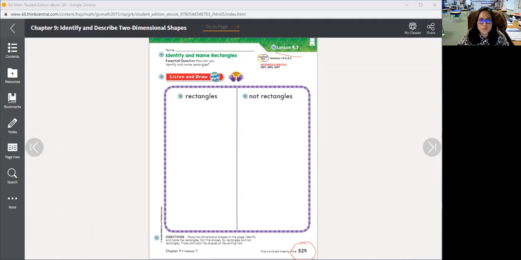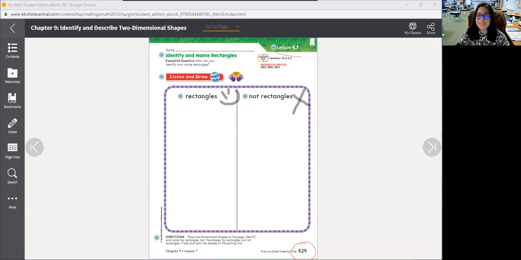So today we're going to identify and name rectangles, okay? So lesson 9.7, page 529. So let me take out my pencil. Okay, so I'm gonna go ahead and draw some shapes and you are gonna tell me if it is yes, a rectangle, or not a rectangle, okay? So I'm gonna draw a shape and you're gonna tell me which side it goes on, okay?